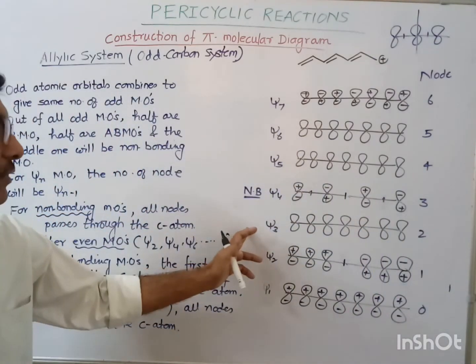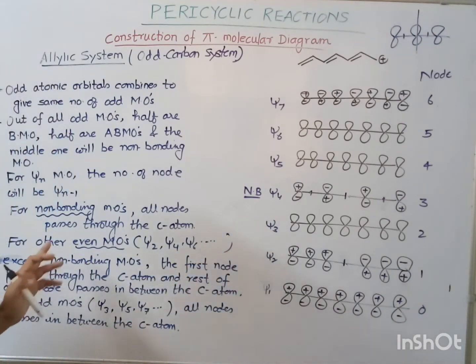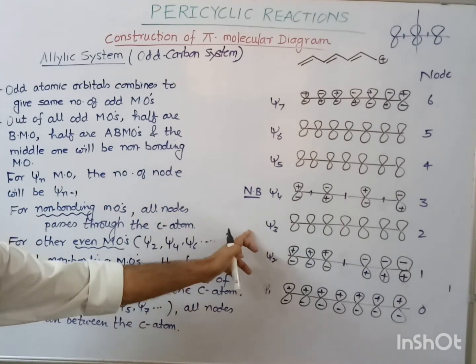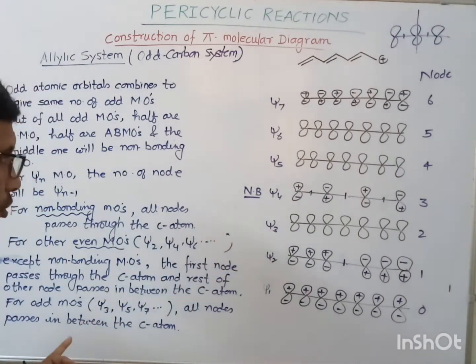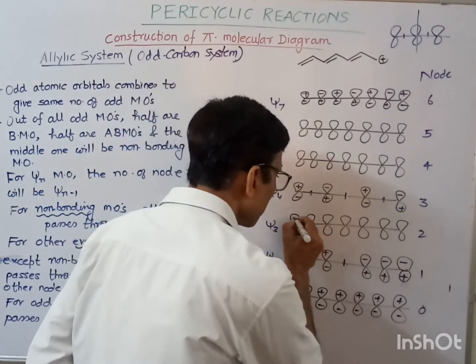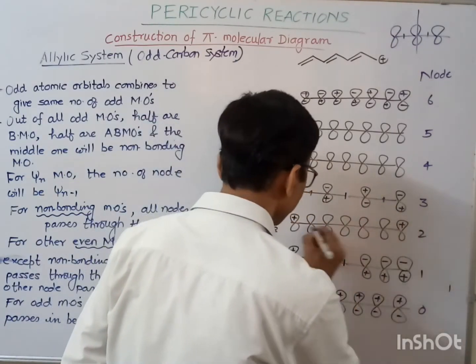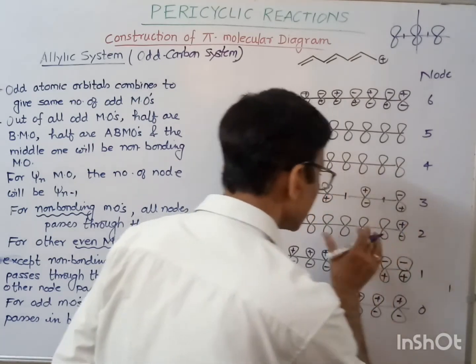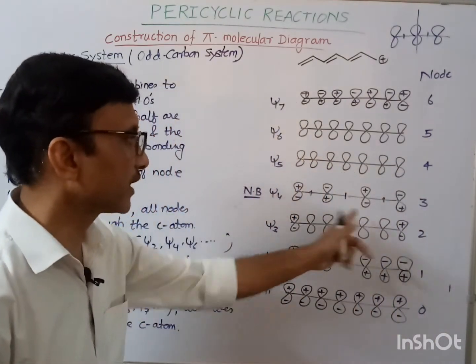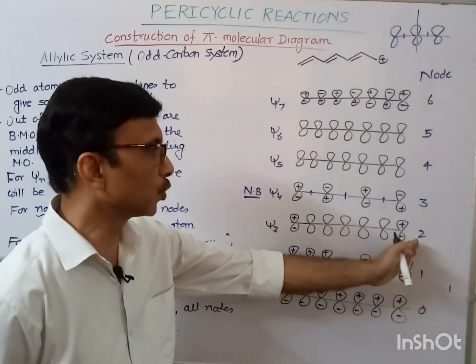Now come to the third one. The third one is the odd molecular orbital. The number of nodes is 2. For an odd molecular orbital, the end orbitals have the same sign. First draw these two, put this sign first, and then the number of nodes is 2. We have to put the 2 nodes.